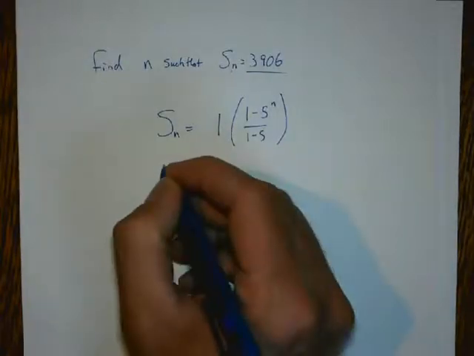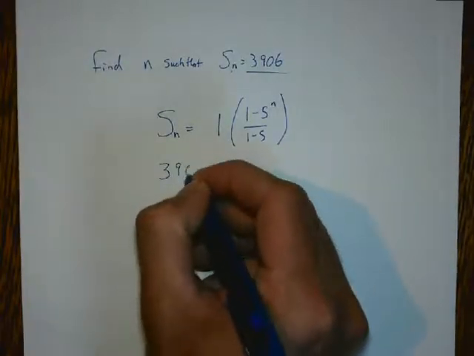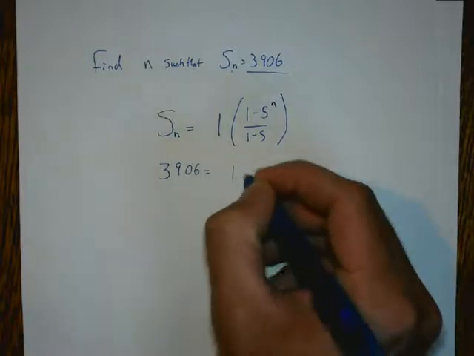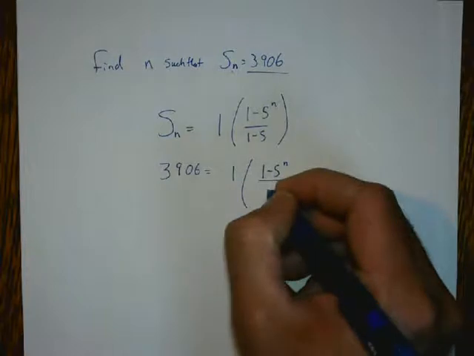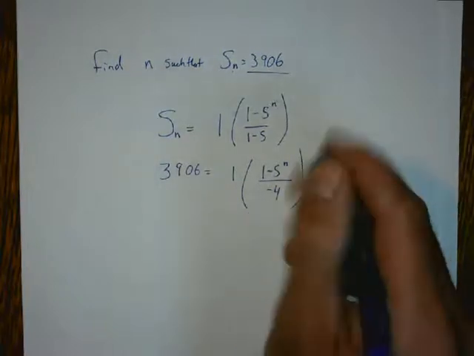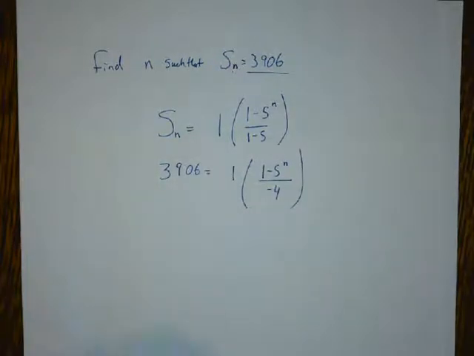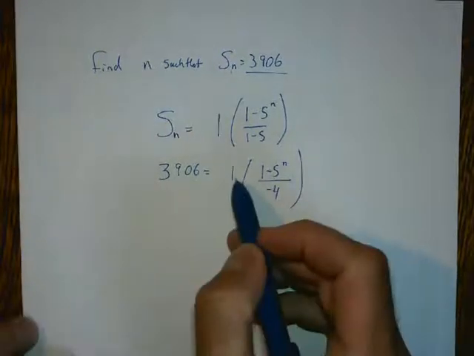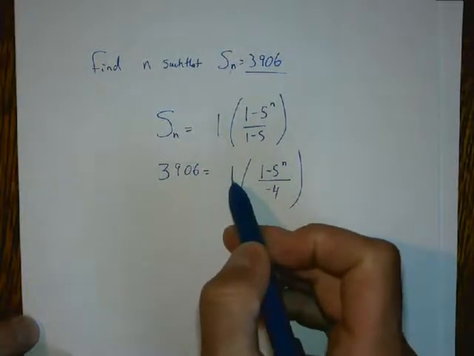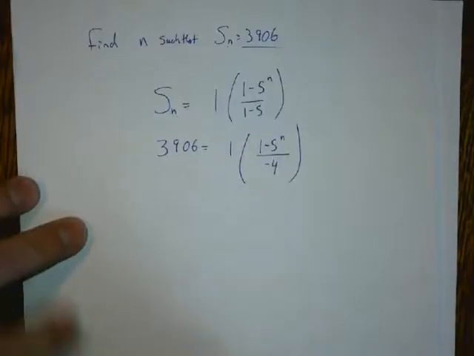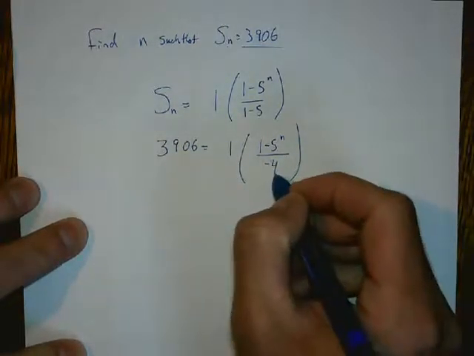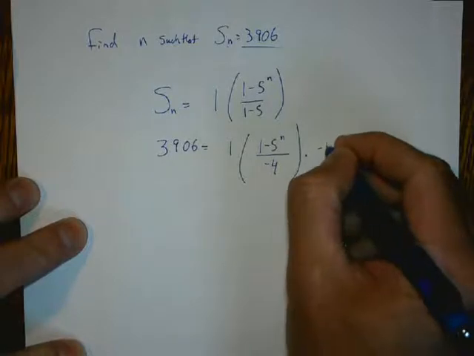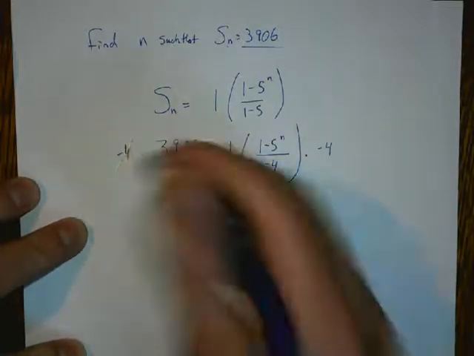So we know that 3,906 has to equal 1 times the quantity 1 minus 5 to the nth power over, I'm just going to write negative 4 here because it's a little bit cleaner. Okay. Now, since our first term here was 1, it doesn't really have anything to do with the problem here, so I could divide it out by 1 and it'd be fine. But what I'm going to do first is multiply both sides by negative 4 to get rid of the denominator here.